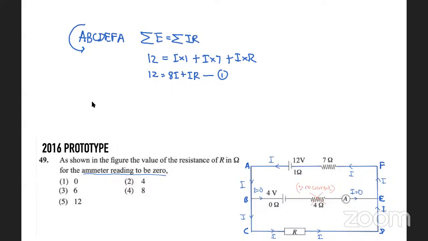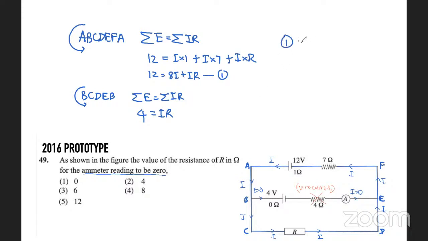Now I'm going to apply the equation for the bottom loop, that is B, C, D, E, B. Sigma E equals sigma IR, and I have considered the counterclockwise direction, and the battery is also in that counterclockwise direction. So you can put 4 equals sigma IR. Only IR is there. This 4 ohm will not be taken into consideration, and there is no internal resistance for the 4 volt battery either. So IR is equal to 4.